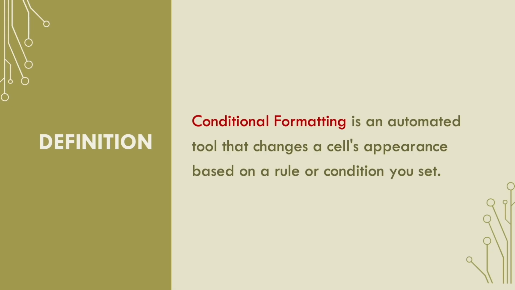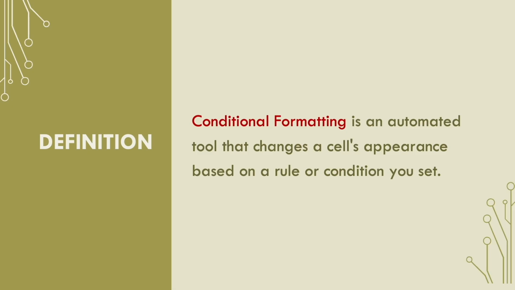First, what exactly is conditional formatting? Conditional formatting is an automated tool that changes a cell's appearance, such as its fill color, font, or icons, based on a rule or condition that you set. In simpler terms, it allows Excel to automatically change how data looks depending on its value or whether it meets a certain condition. Instead of manually formatting cells one by one, we can create a rule and let Excel apply the appropriate formatting for us.